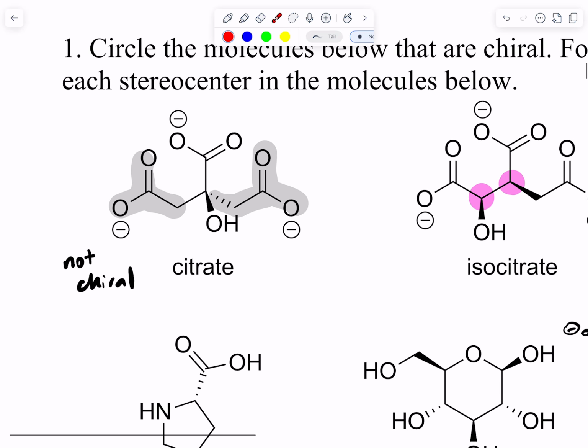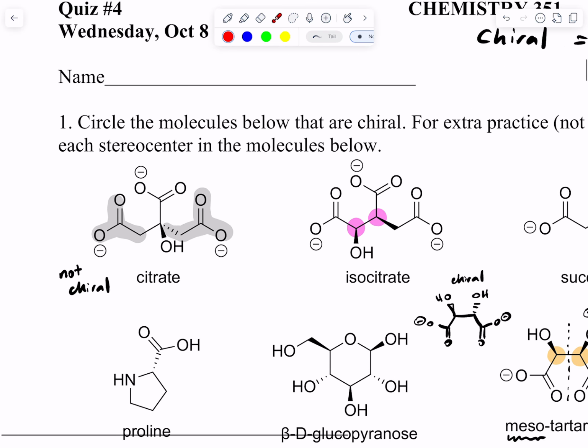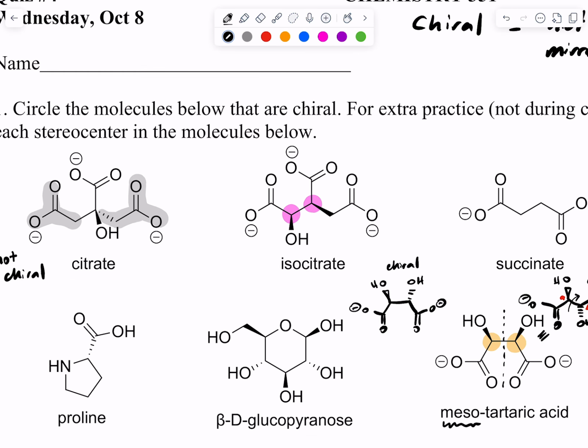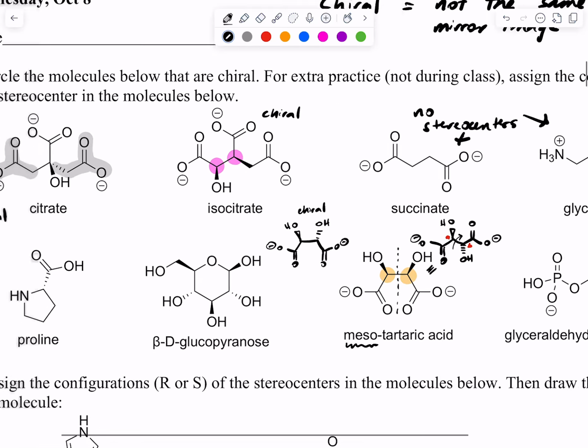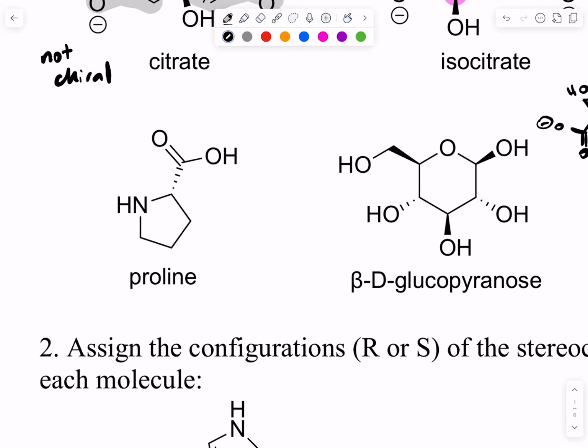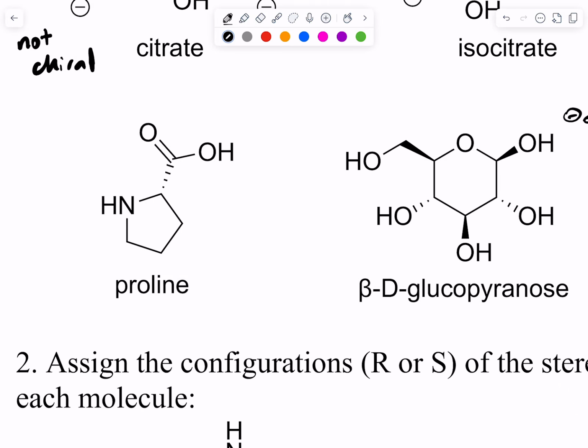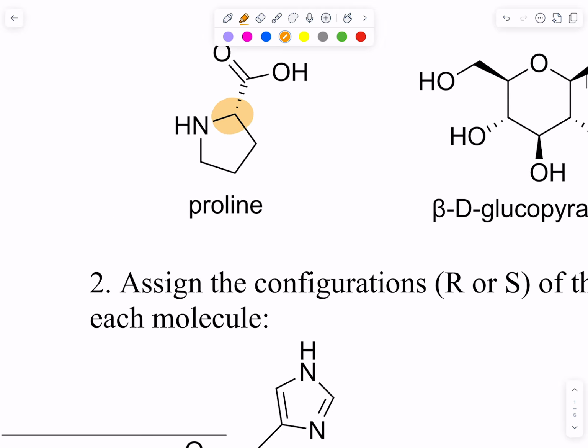So, okay. 1 stereocenter must be chiral. 2 stereocenters, watch out for meso compounds. In this case, citrate is chiral. Succinate is not. Why not? No stereocenters. How about glycine? Similarly, no stereocenters, can't be chiral. Proline. Chiral, because you've got a stereocenter. Yep, good.